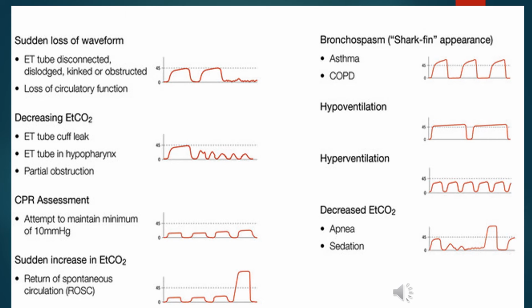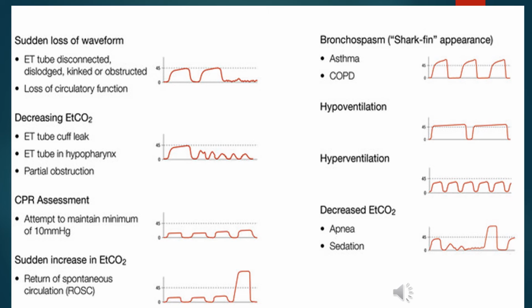Moving to the top right corner, bronchospasm, like asthma or COPD, someone that needs a lot of breathing treatments to open them up, they're going to have that shark fin appearance. So you can see, actually from phase 2 to phase 3, you get the fin appearance. So that's indicating asthma or COPD.